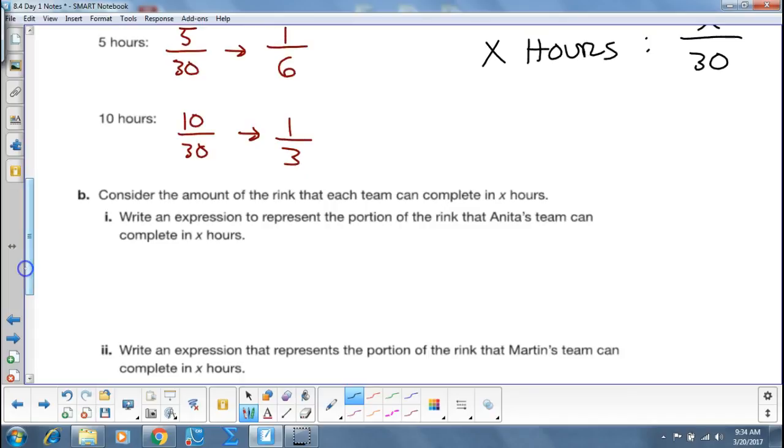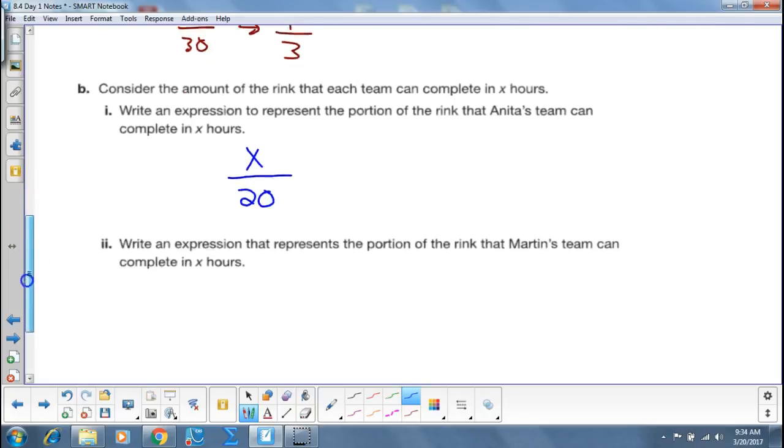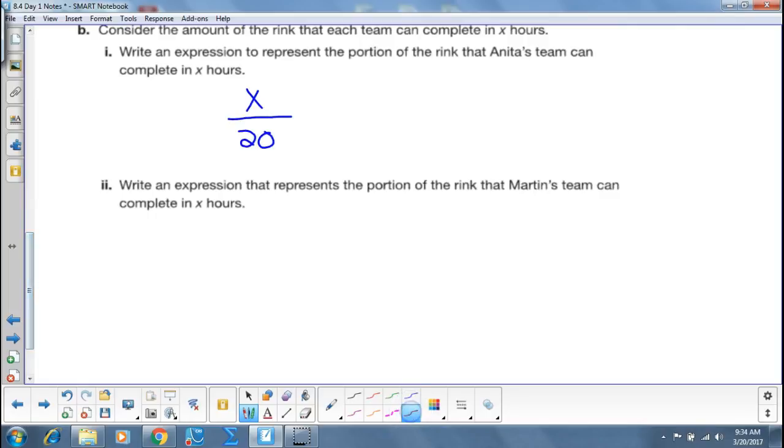Part B. Consider the amount of the rink that each team can complete in X hours. Write an expression to represent the portion that Anita's team can do in X hours. Well, we said that was X over 20. Correct? Martin's team, we said, was X over 30. Right?